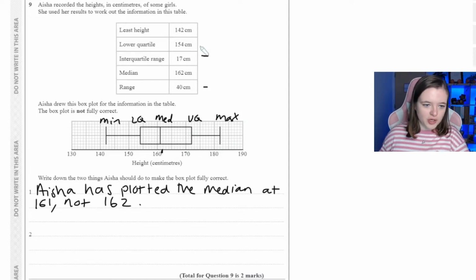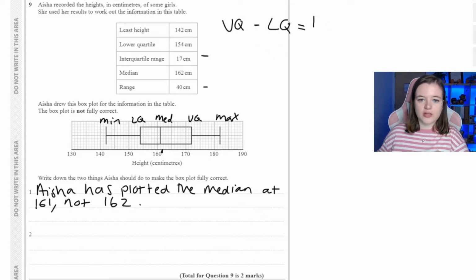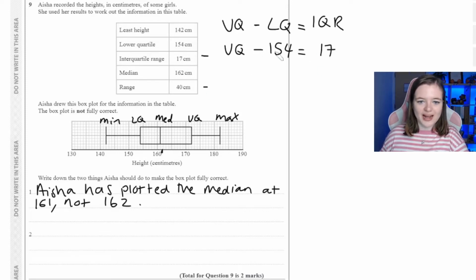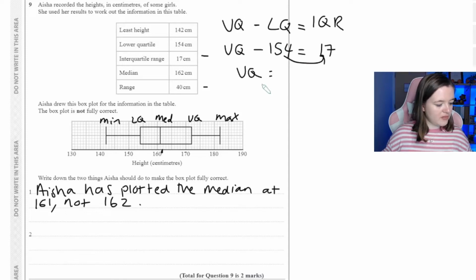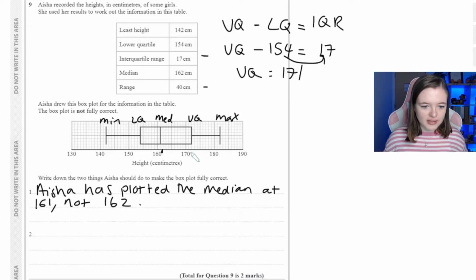So what we're going to do is for interquartile range, that is upper quartile, take away the lower quartile. Always, always, always. And that is equal to the interquartile range. So the upper quartile, we don't know, leave that there. The lower quartile is 154, and they're telling us the interquartile range is 17. So we're going to add that over there to figure out what that is. So the upper quartile is 17 plus 154, which is 171. And so that's plotted correctly.